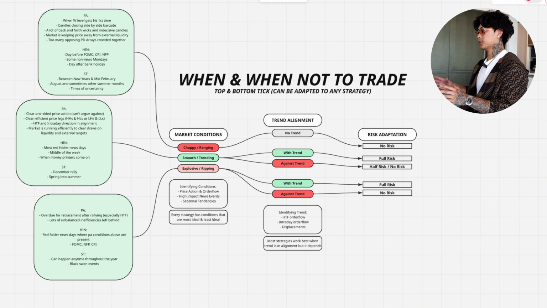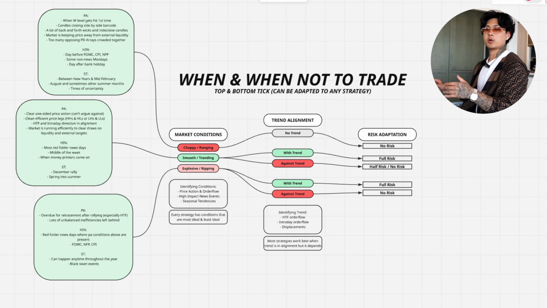So in these examples, what's going to work best for the top and bottom tick might not be what works best for your strategy. Maybe your strategy is better in consolidation. Maybe your strategy is better when it's explosive or ripping. We're going to cover all of that, and by the end of this video, you're going to know exactly where your strategy fits in regards to these categories.